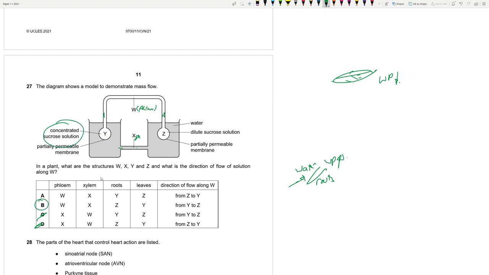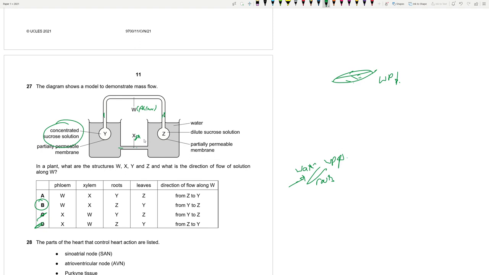And the flow should always be from roots to leaves. If you think about it, what is the direction of flow of solution along W? That's what they want, right? In 27. So W is the phloem, X is the xylem, clearly. If you think about water, water will move in X from the roots to leaves.